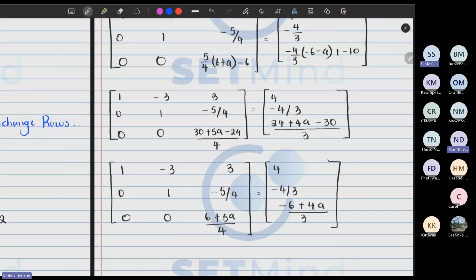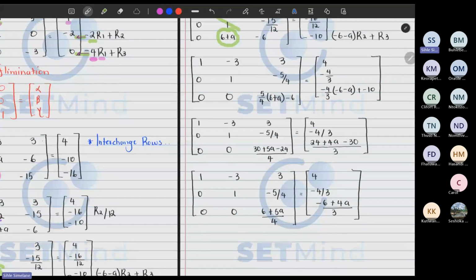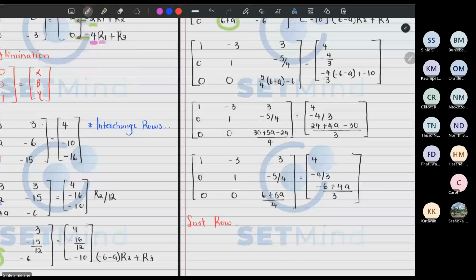Yes, sir. So I will focus on the last row. So if on the last row you find yourself having 0, 0, 0, and then on the other side of the equal sign, you have a number which is non-zero, where our alpha is non-zero, then this case would be a no solution case.